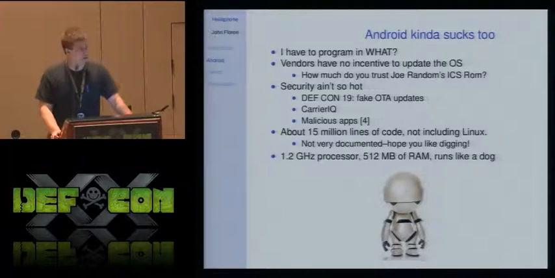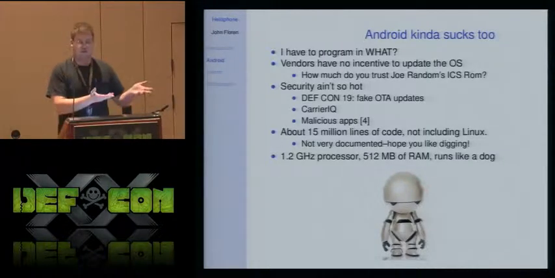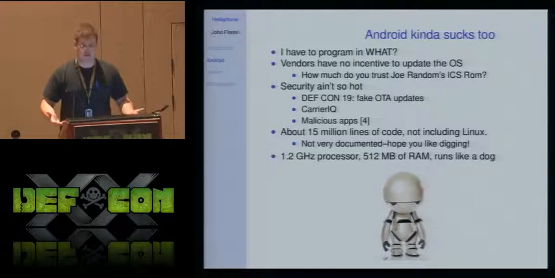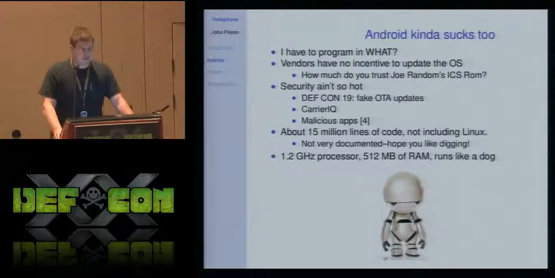Besides programming, the vendors don't really have any incentive to keep updating the OS on your old phones. You've bought it, they're not going to get any more money out of you, and they'd rather you go buy a new one in a year anyway. And because we're paranoid people, how much do you really trust Joe Random on the XDA forums, who has just said, here's a ROM I just cooked up? Do you really want to trust him? Maybe. He probably didn't put Carrier IQ on there. He's probably more trustworthy than AT&T. But who knows what's in there?